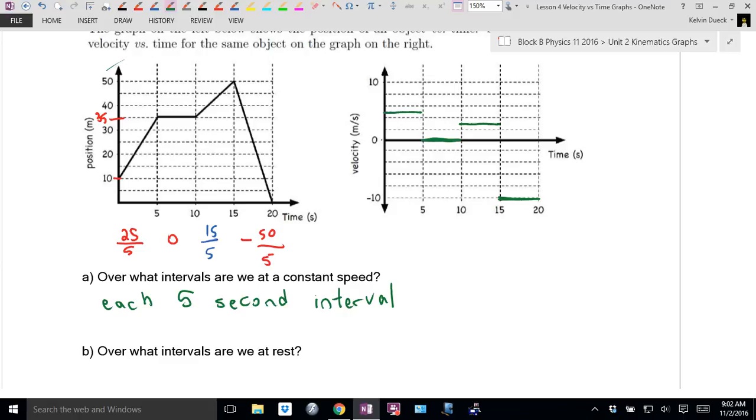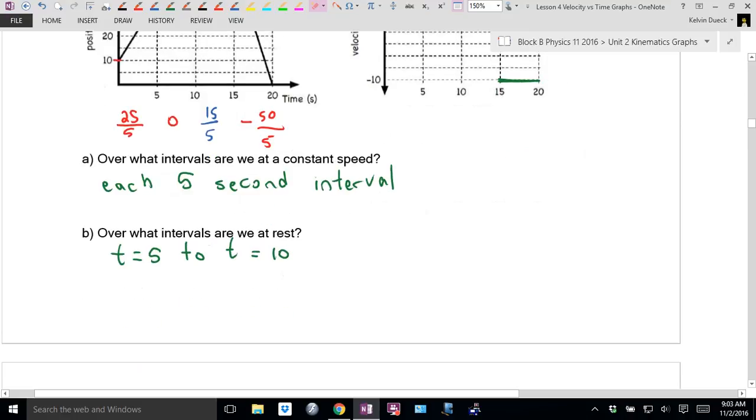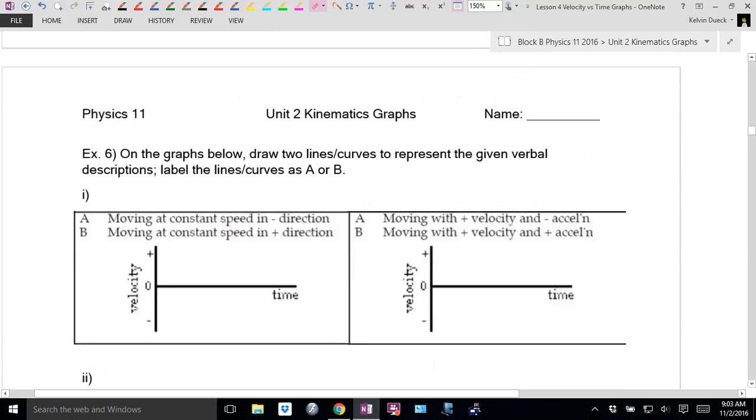Over what intervals are we at rest? T equals 5 to t equals 10. Now, you could argue that constant speed, someone could say, Mr. Dewick, is 0 a constant speed? And we can get into a long discussion. And I would argue, yeah, it is. My definition of constant speed is you're not accelerating. And if you're at rest, you're definitely not accelerating. So far, so good. You guys are blazing.